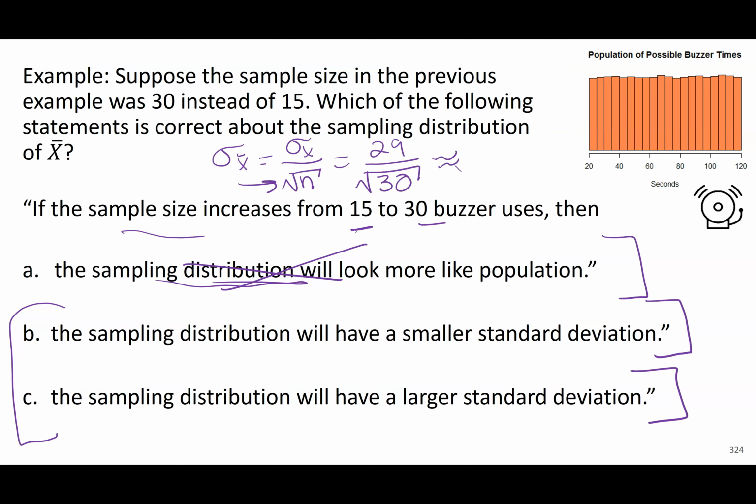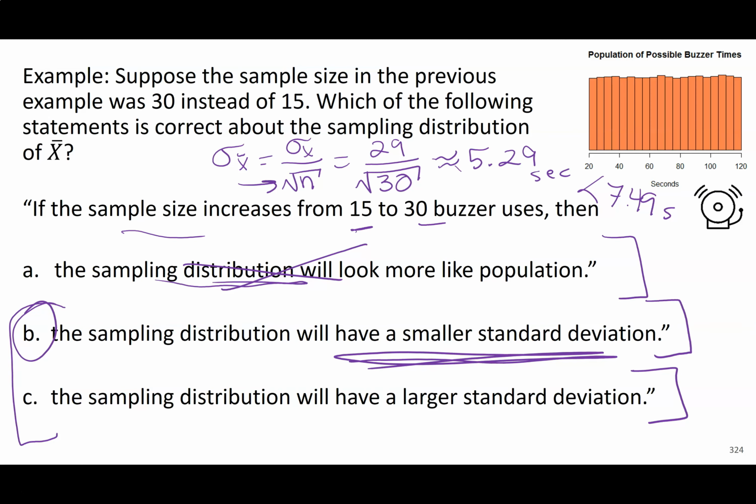So here, this was 29. If I change it to 29 over the square root of 30, I get something like 5.29 seconds. So this is smaller. It was less than the 7.49 seconds when we had a sample size of 15. So making our sample size larger makes the standard deviation smaller. Basically, the sample mean fluctuates less from sample to sample if you take a bigger sample.